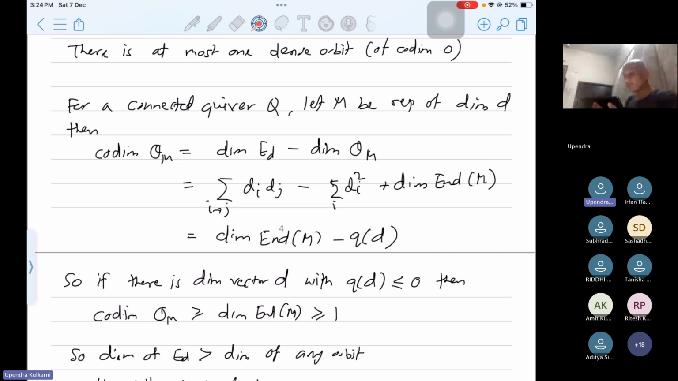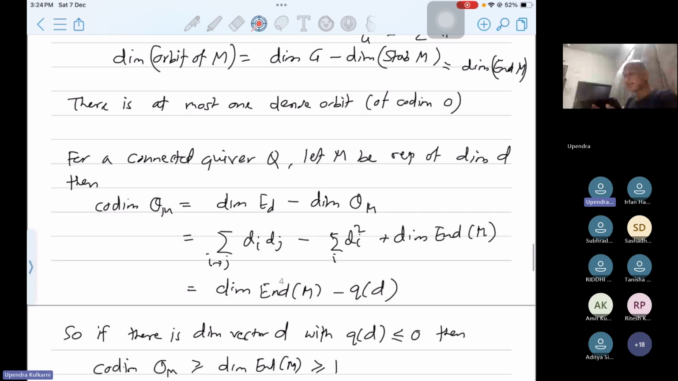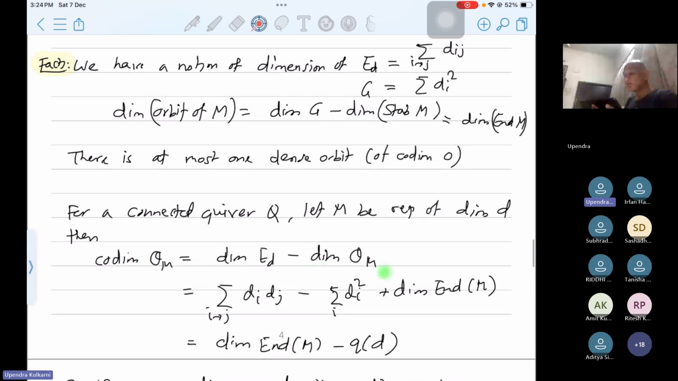Okay, so let's write down what is the dimension of this representation space E_d. We saw that it really is just take all the matrices, right? So the matrix space is of size d_i d_j for every edge from i to j. Now let's plug in what the dimension of the orbit is. So this minus sign goes along, and the dimension is the dimension of the group, which is the summation of d_i squared, and I have to subtract from that the dimension of the stabilizer, which is the dimension of the endomorphism space of M.